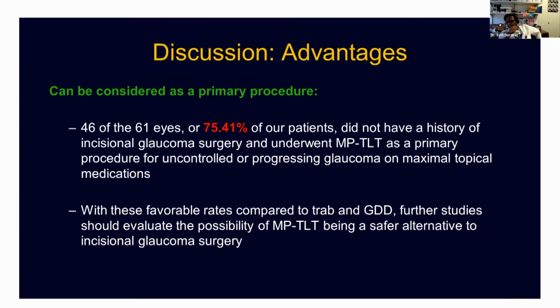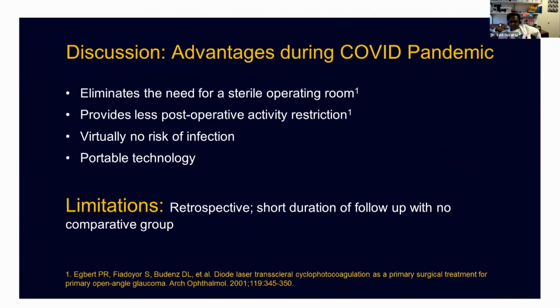So the major advantage in my patient population is that almost 75% of my patients who were at the brink of undergoing a trab or a tube had some sort of benefit for 1 year. So this is one of the major take-home points.